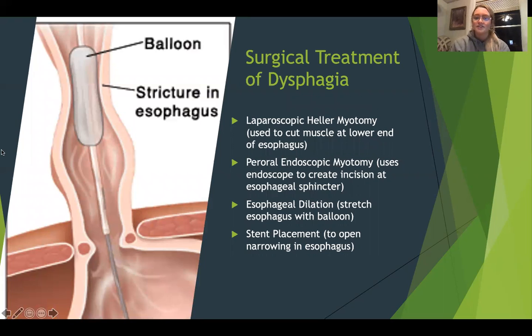So the surgical treatments of dysphagia, as I mentioned in the last slide, esophageal dilation: they actually put a balloon down with a tube into the esophagus where there's a stricture, as you can see here, narrowed, and they can blow up that balloon and it stretches the esophagus out. There's also a laparoscopic Heller myotomy, where they cut the muscle at the lower end of the esophagus to help it drain. Then stent placement, and a peroral endoscopic myotomy, which also makes an incision at the esophageal sphincter. And the stent, just like in your blood vessels, is placed in there to open up that tube.